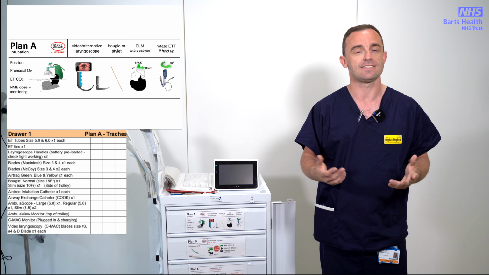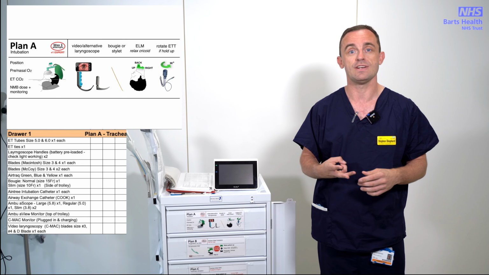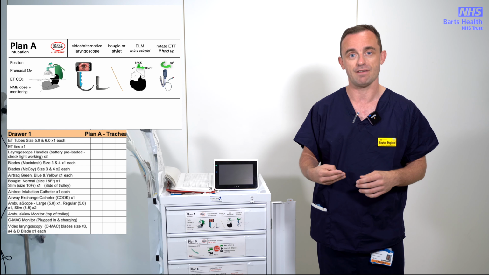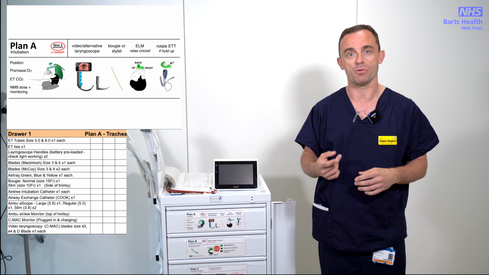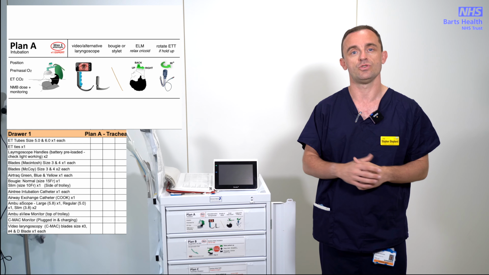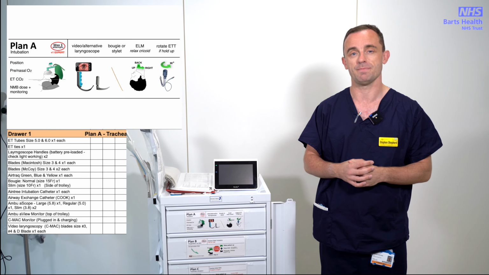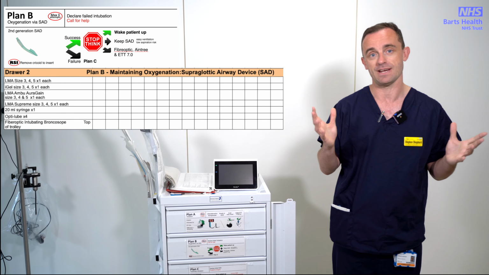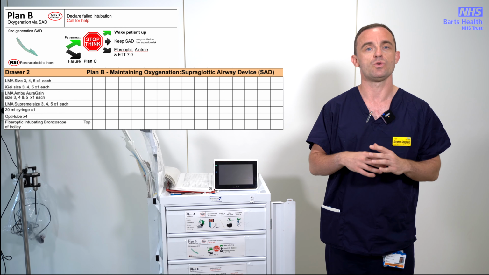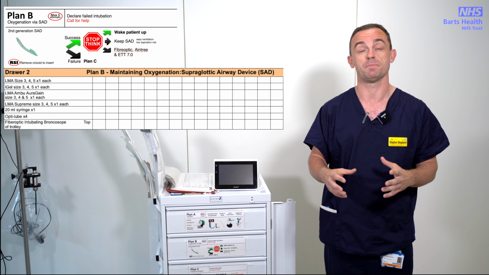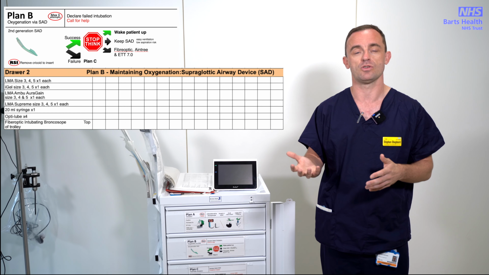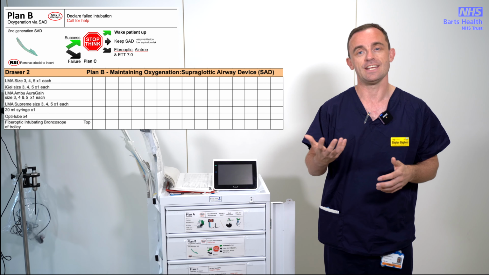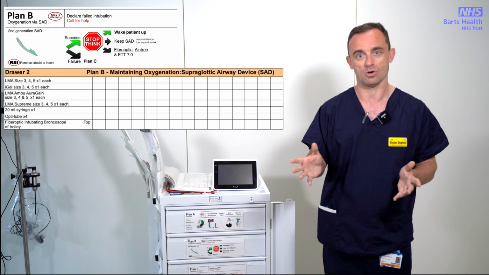If you fail at that, and the guidance suggests that you have 3 attempts doing something different every time, or a further 1 attempt with a change of operator, then you need to move on to Plan B. So Plan B is declaring failed intubation. That's fine. So your immediate rescue strategy should be to place a supraglottic airway. And it's recommended that you place a supraglottic airway that can potentially be intubated through by a more experienced operator.